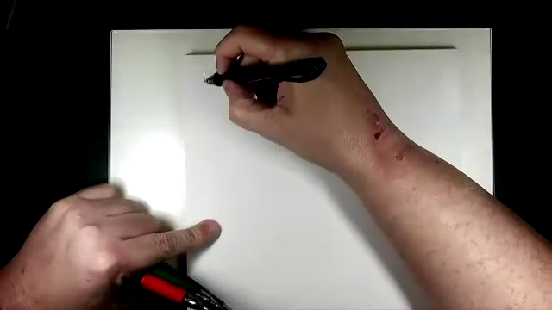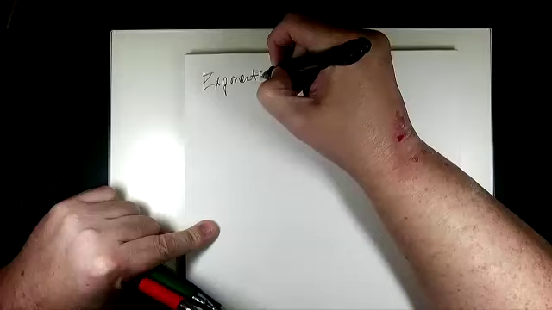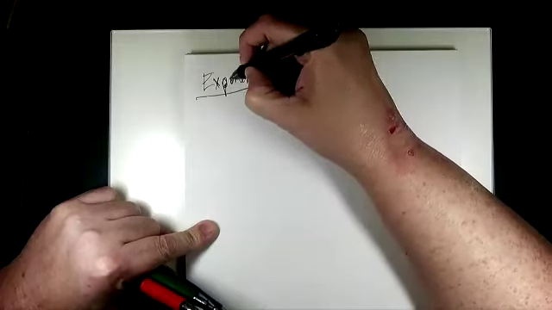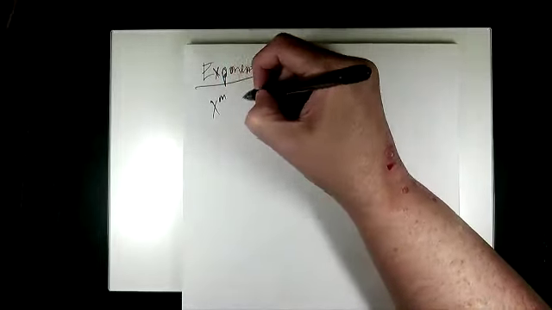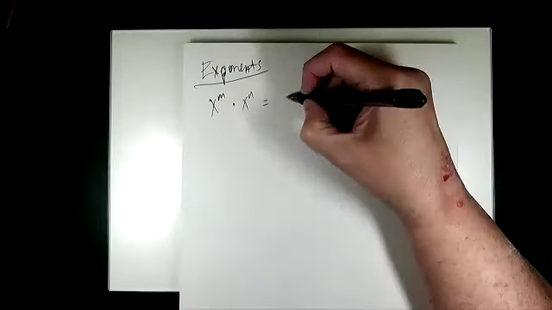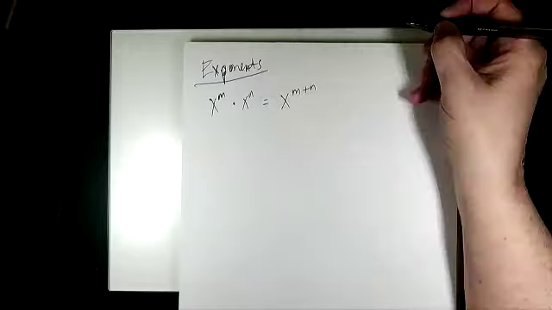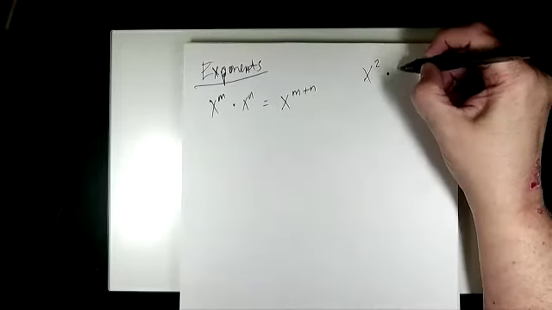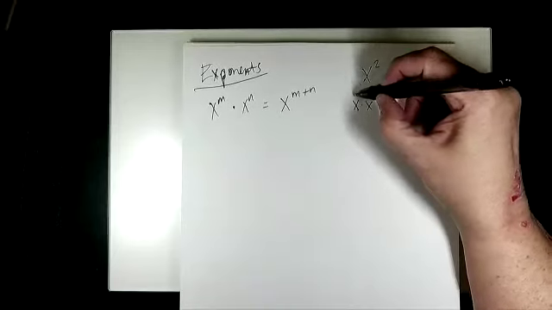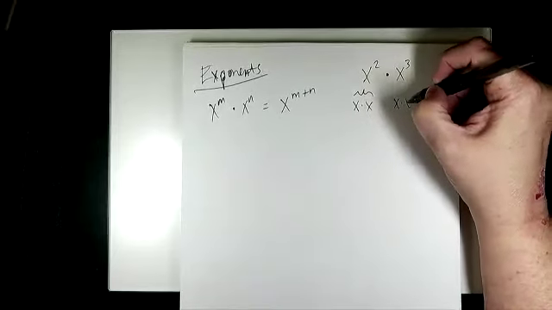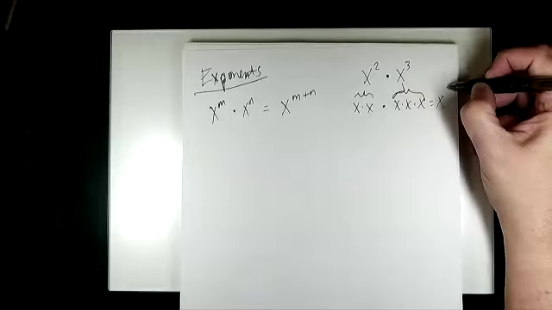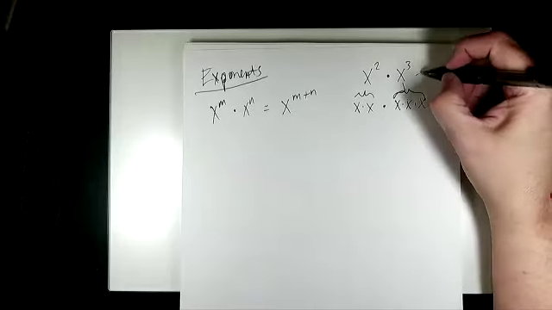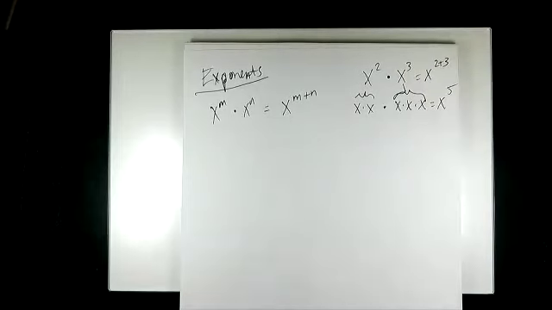All right, exponents. This is where you guys started yesterday. We've got a bunch of rules with exponents. x to the m times x to the n equals x to the m plus n. This is like x squared times x cubed. x times x is this one, x times x times x is this one. We put them together, there's 5 of them, which is the same as x to the 2 plus 3.